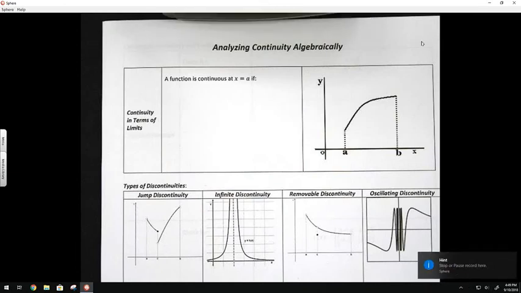Hey everyone, so this video is all about analyzing continuity algebraically. So in class today, you guys worked on analyzing continuity from the graph, and now we're going to look at it doing algebra instead. So what happens if we don't have that graph?